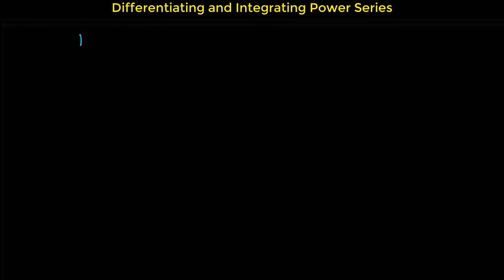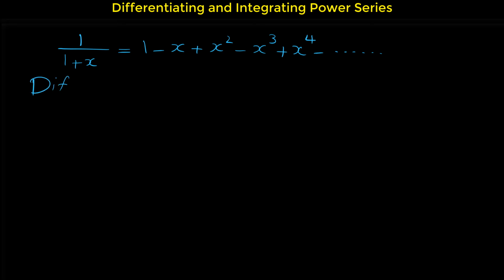In this example, the power series of this function is given. The power series of 1 over 1 plus x is 1 minus x plus x squared minus x to the 3 plus x to the 4 minus, and so on. This pattern continues. So the power series of a function is given, and we are asked to differentiate and integrate. Let's start with finding derivative of both sides of this relation.